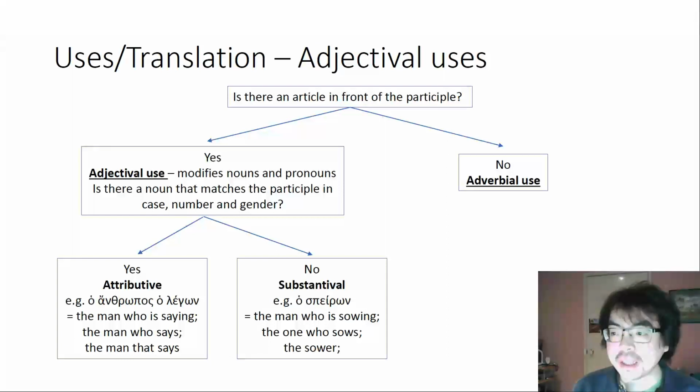Notice that there are many ways the adjectival participle can be translated, usually by a clause starting with a relative pronoun, such as who, that, or which, but sometimes just a noun. For example, ho speiron could mean the man who is sowing, the man who sows, or simply the sower. This will be dependent on the context of the text or simply the translator's choice.